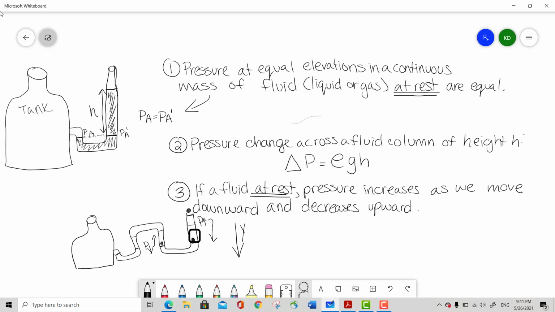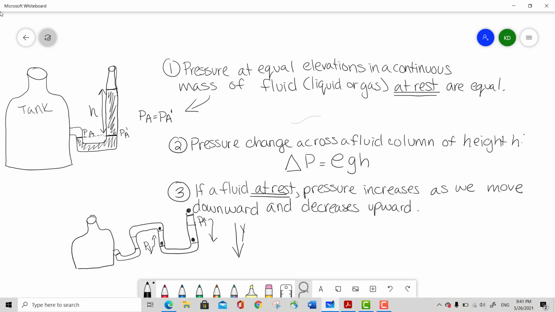Okay, so if you start here and you dive to here, you will have an increased pressure because you're moving downward. But if you come into here, this will have the same amount of pressure as this. And then if you continue and you swim all the way up to here, you will have less pressure than right here because you moved upward. So that's kind of how I want you to visualize how pressure works within this manometer.